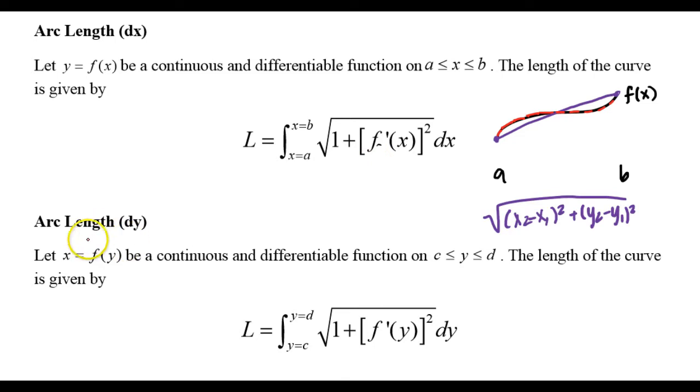And if we're finding arc length with respect to y, well, now we need a function in terms of y, still continuous and differentiable, and it needs to be defined on y values from c to d. And it's going to be the exact same formula. Our y values extend from c to d, and then we have the square root of 1 plus the quantity f prime of y squared dy.